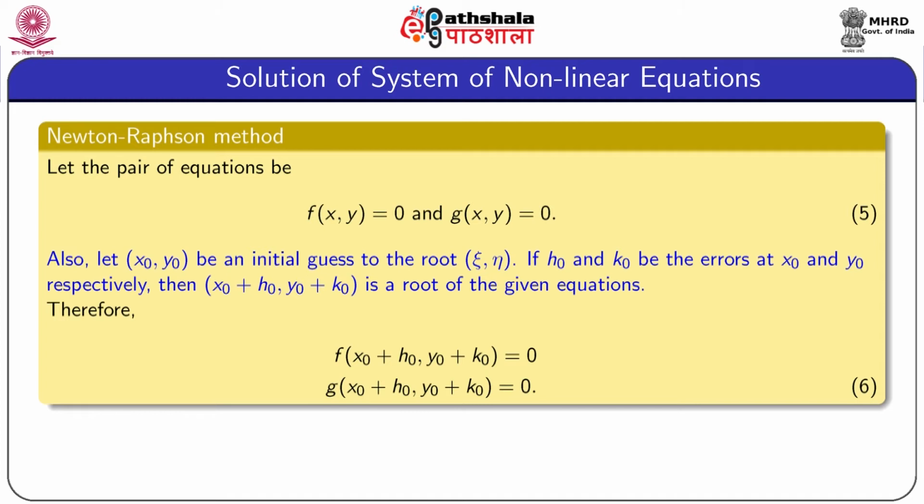Now, from equation 5, we have f(x0 plus h0, y0 plus k0) equal to 0, and g(x0 plus h0, y0 plus k0) equal to 0.